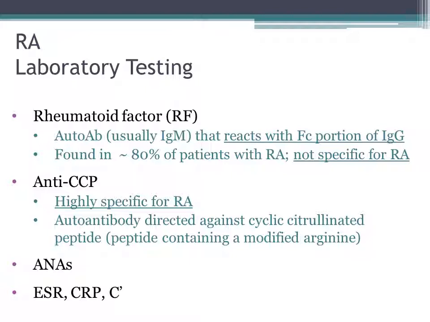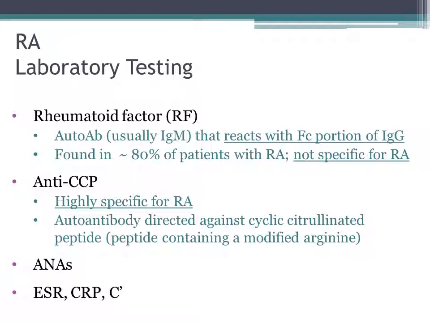One of the first screening tests for rheumatoid arthritis was the test looking for rheumatoid factor. And this rheumatoid factor is actually an autoantibody that reacts with the Fc portion of IgG antibodies. It is found in about 80% of the patients with RA. So a positive RF suggests the patient may have rheumatoid arthritis. However, it is not specific for RA. So a lot of inflammatory disorders will give us a positive RF, and those patients may not have rheumatoid arthritis.